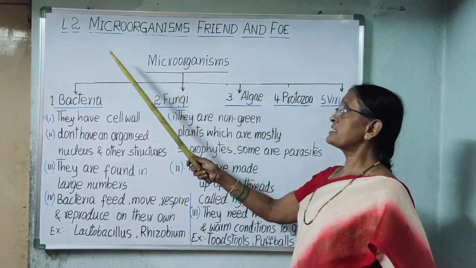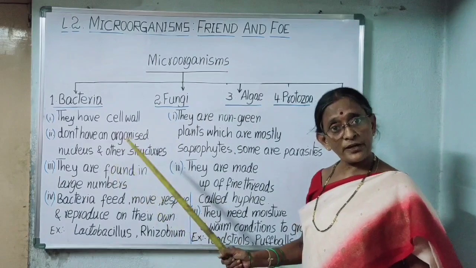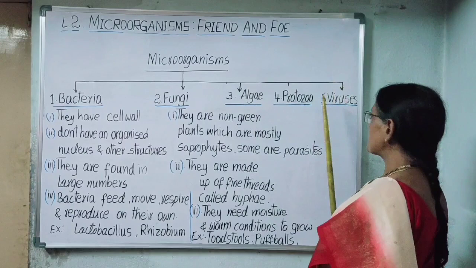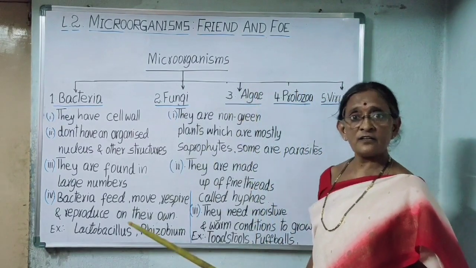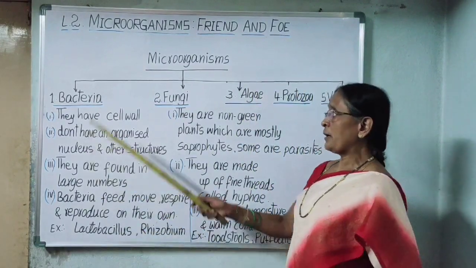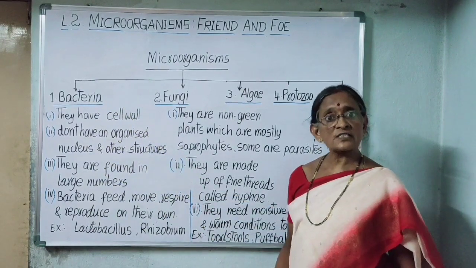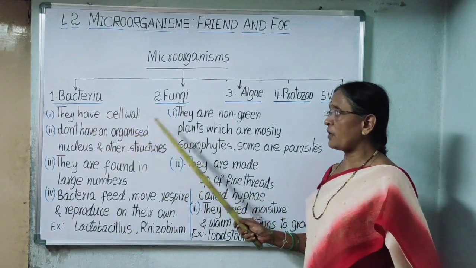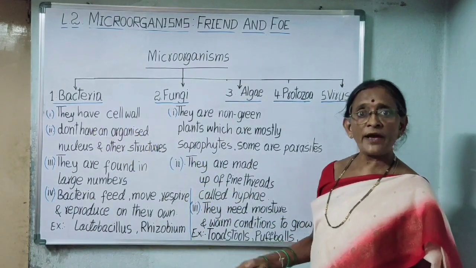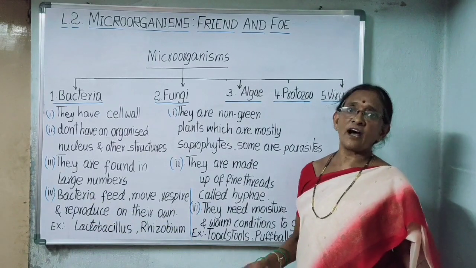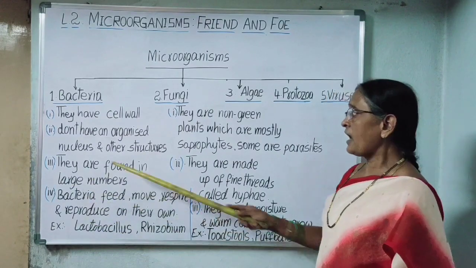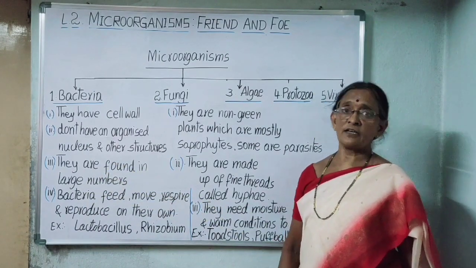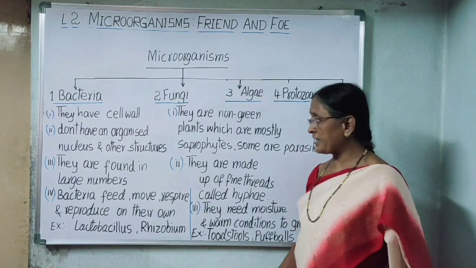Microorganisms are mainly classified into five groups: bacteria, fungi, algae, protozoa and virus. Let us learn one by one in detail. Bacteria. Bacteria are the simplest of all microorganisms. They have a cell wall, but they do not have an organized nucleus and other structures in it. They are found in large numbers everywhere, in the air, in soil, water, etc.